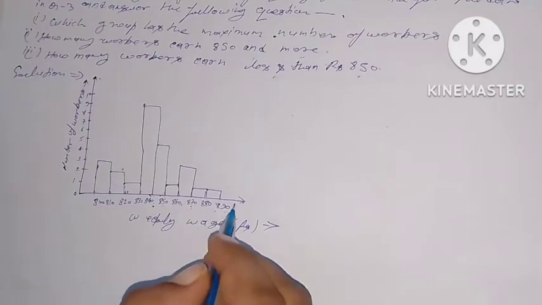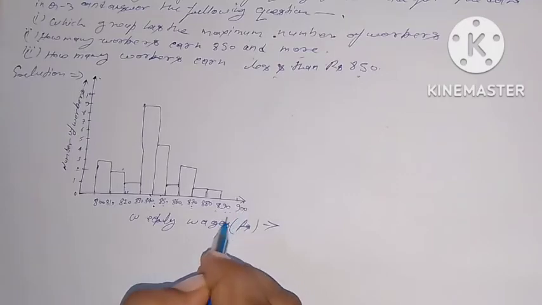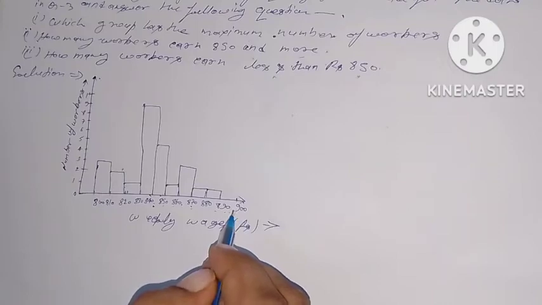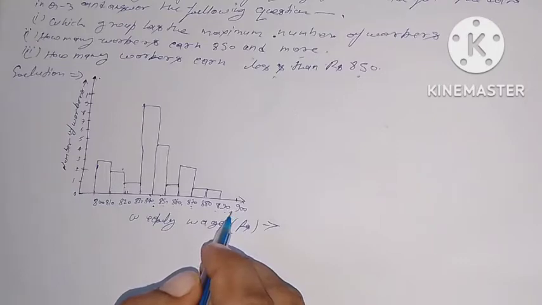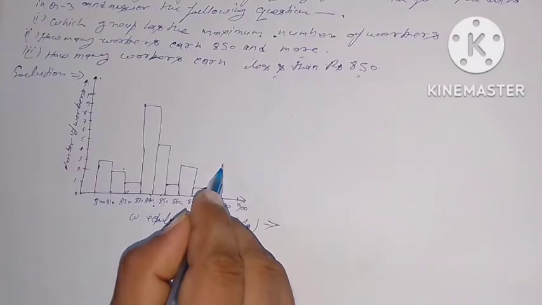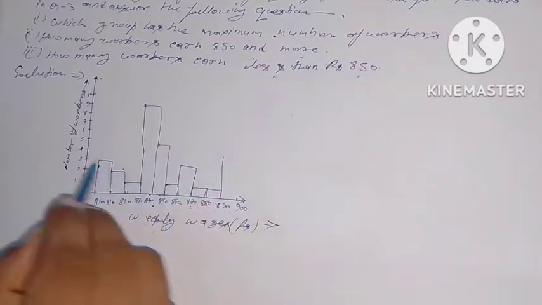And the workers who earn money between 890 to 900. How many workers? According to question number 3, 4 workers. So this graph goes up to 4.